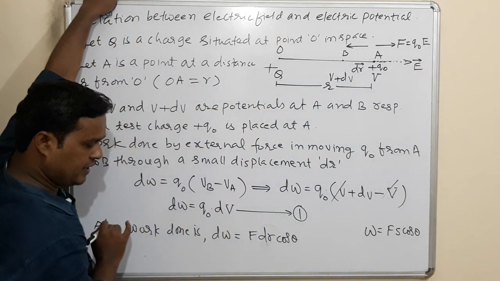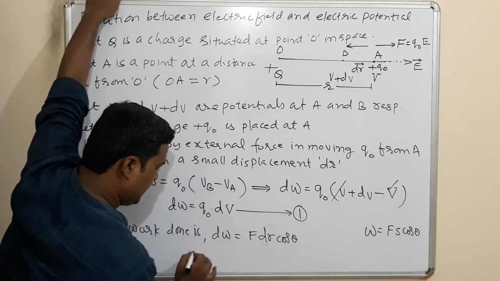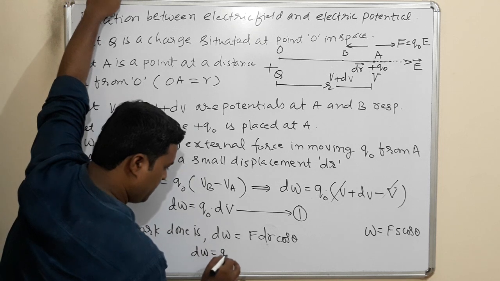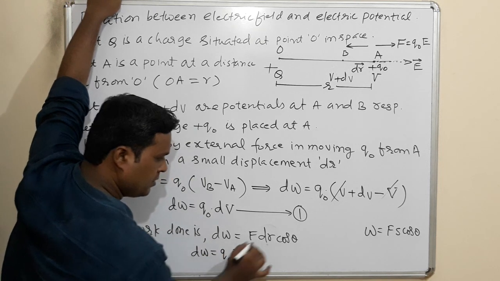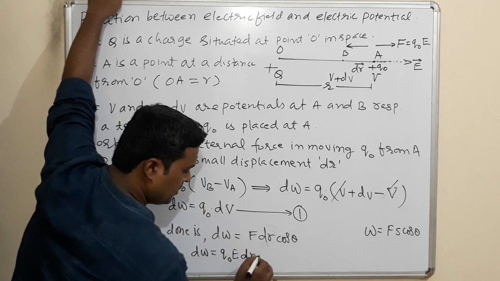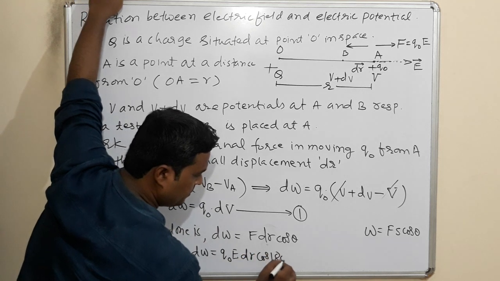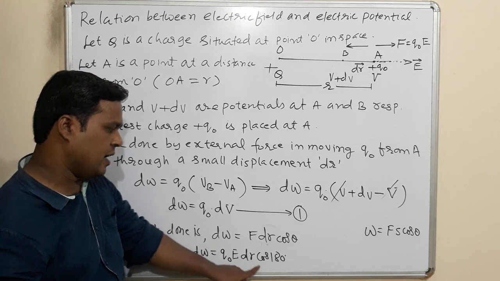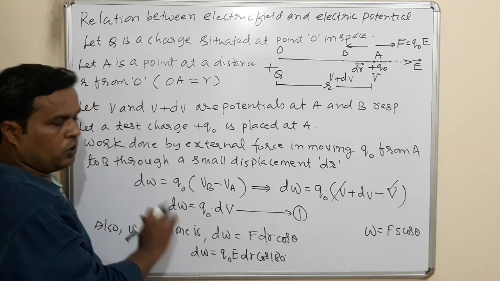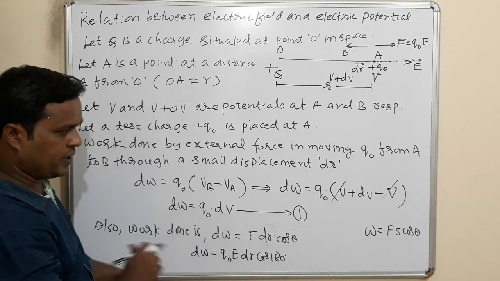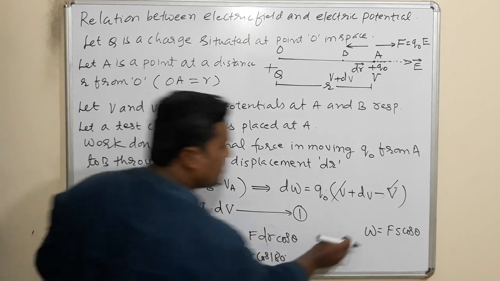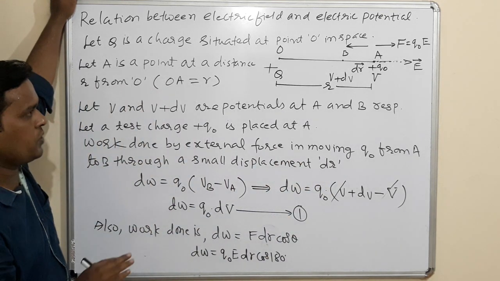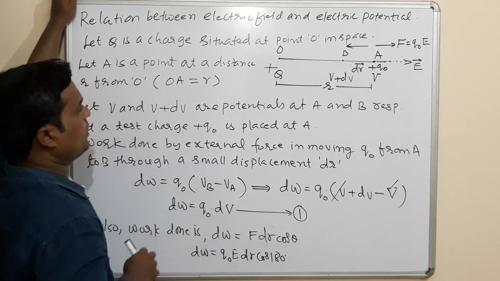Since the angle is 180, dW is equal to, what is the value of F? F is Q naught into E. This is dr. Then the angle is 180, so dW is equal to Q naught E dr cos 180. Note this much. Cos 180 value we know, cos 180 is minus 1. Then I substitute cos 180 as minus 1. Pause the video and write. Okay, you will continue here.